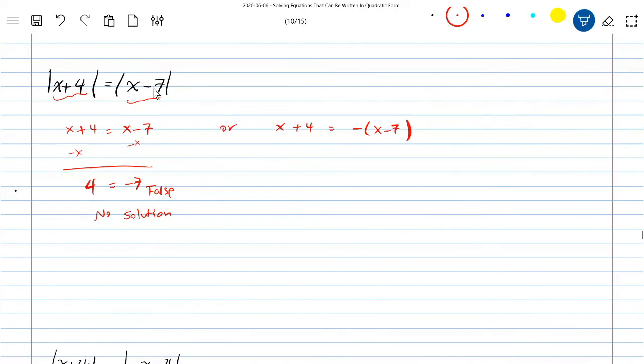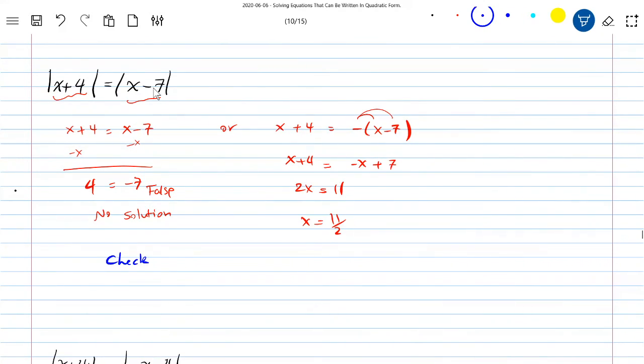How about the other case? The other case is you distribute the negative. You'll get x plus 4 equals negative x plus 7. Move the x to one side, so you'll get 2x equals 4 and 7, 13. Sorry, 11. x equals 11/2. Is it acceptable? We don't know. You have to check your solution.